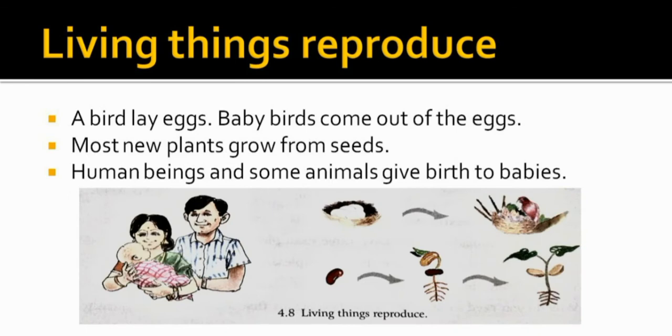Now, living things reproduce. When a bird lays eggs, baby birds come out of the eggs. You must have seen. Most new plants grow from seeds. Human beings and some animals give birth to babies. So only living things can reproduce. Non-living things cannot reproduce.